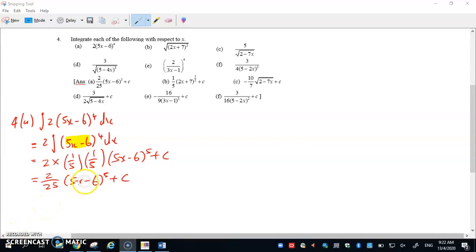You'll notice that when you differentiate this entire expression, you have to bring down the 5 and followed by multiplying by 5 because of chain rule. And then we will arrive back at the expression over here.